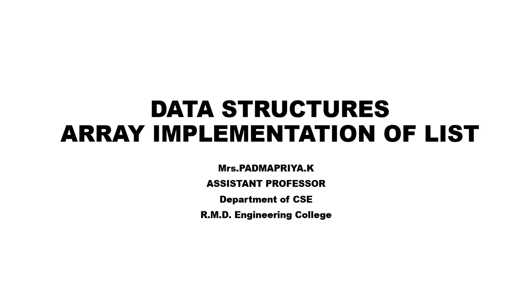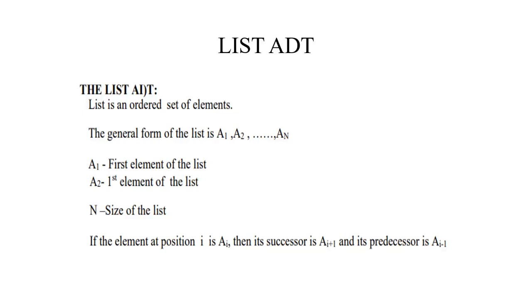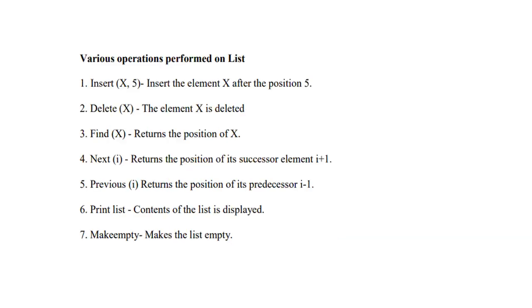Today we are going to see the topic Array Implementation of List under the subject Data Structures. So, list. List is an ordered set of elements. The general form of the list is A1, A2 up to AN. A1 will be the first element of the list and A2 will be the second element of the list, and AN is going to be the size of the list. If the element at position I is AI, then its successor is going to be A of I plus 1 and its predecessor is A of I minus 1.